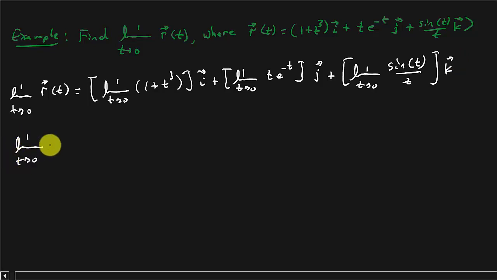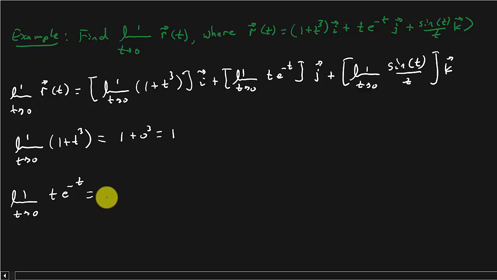So let's just come down here and do the limit as t goes to 0 of 1 plus t cubed. And yes, I understand you can do this in your head, but I'm going to write it out so you can see it. Here, we just plug the 0 in and we get 1. Then we have the limit as t goes to 0 of t e to the negative t. Well, that's the limit as t goes to 0 of t over e to the t. For this one, we can just plug the 0 in: 0 over e to the 0, which is 0 over 1, which equals 0.